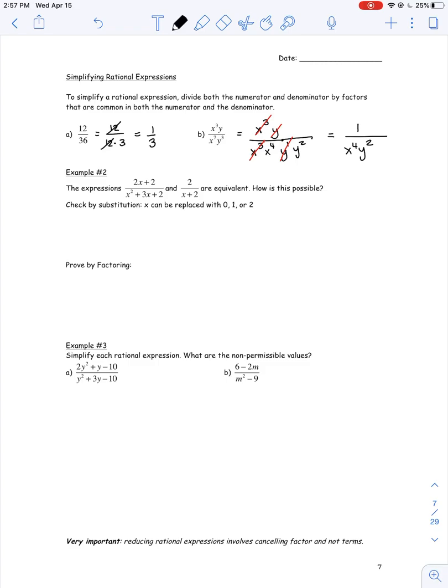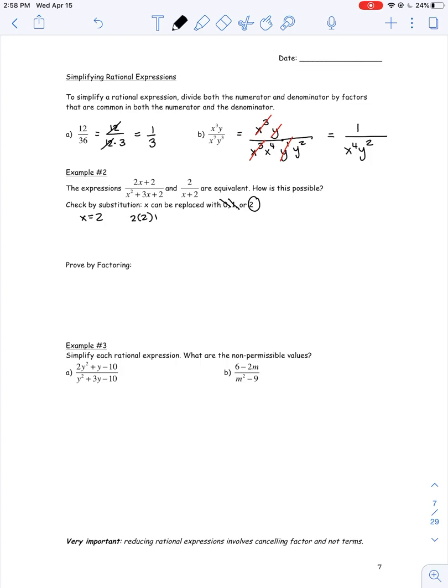Example number 2, we want to factor everything first, and then we want to see if they are equivalent. So this is going to be first substitution. I can substitute, I don't recommend you use 0 or 1. I'm going to use 2 to substitute. So 2 is usually a safe one to substitute, or -2 or +3 or -3. So I'm going to substitute 2 as x.